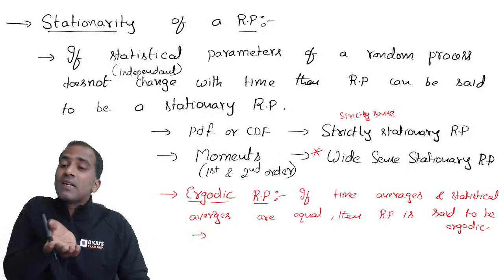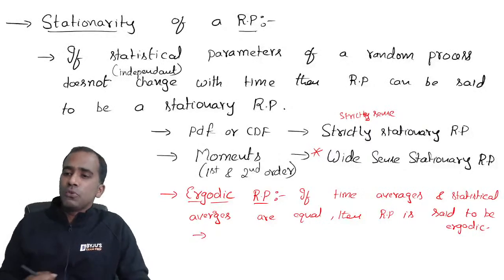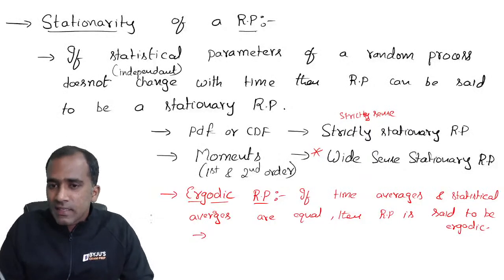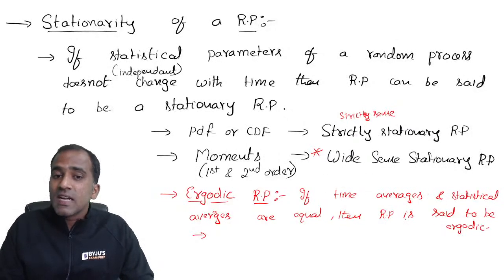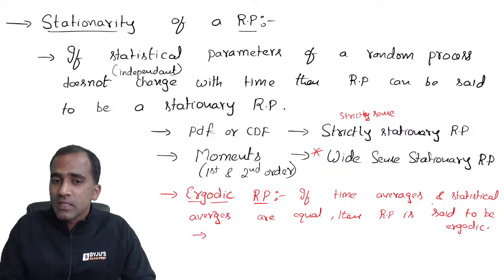Whatever data we have collected in the past, future values we don't know for a random variable or random process, but past values we know, no? We can average that, right? If you can average that, that is time average. And if it matches with the statistical average, meaning using the probabilities, if you can find the first order and second order moments, those are statistical.